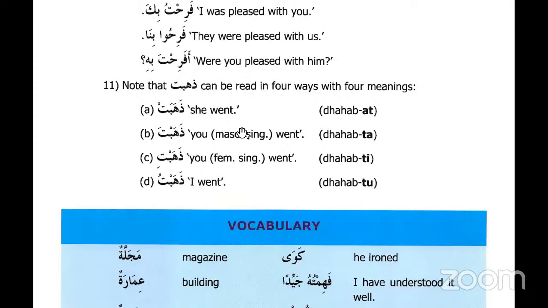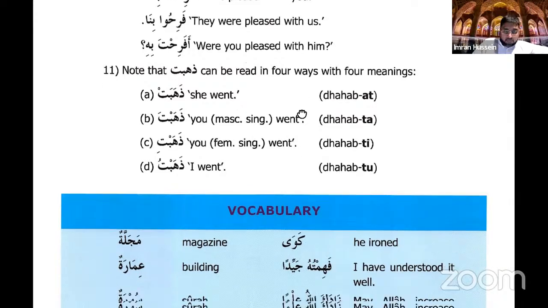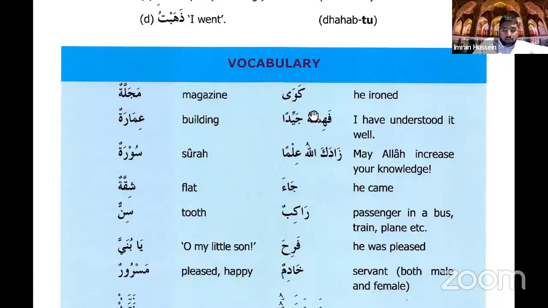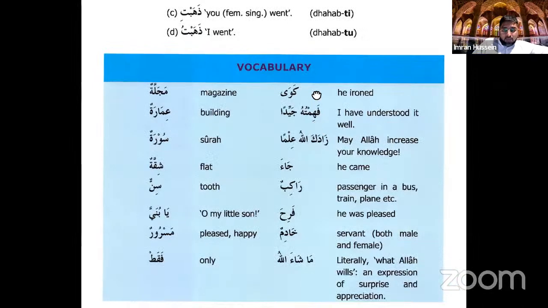Note that dahabta can be used in 4 ways with 4 meanings. Dahabat, she went. Dahabta, you masculine singular went. Dahabti, you feminine singular went. Dahabtu, I went. Excellent. And the vocabulary, Sister Ismat, can you do the vocab?